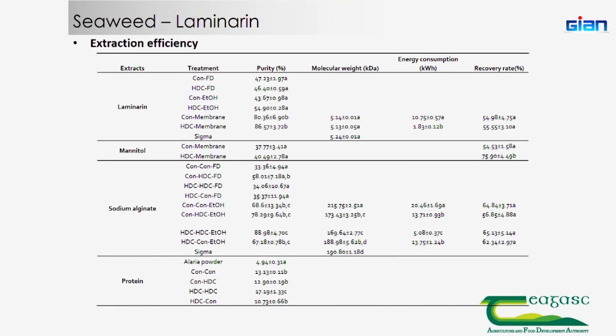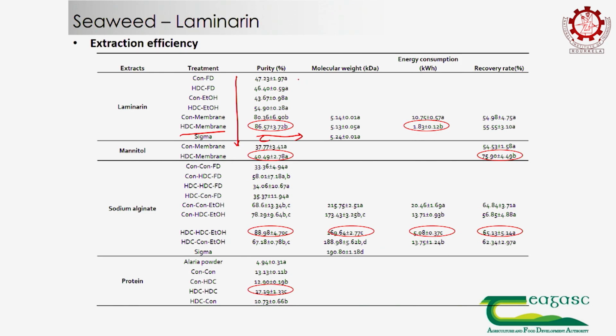When you go in here, laminarin, number of different treatments. When we use hydrodynamic cavitation, we had much better purity compared to direct freeze drying or ethanol precipitation. Energy consumption was very low, because when we used hydrodynamic cavitation, we were using it for a much lower time. When we use the heat plus 2.5 hours, it had a higher amount of energy, and this energy consumption is calculated based on the power drawn from the power socket.